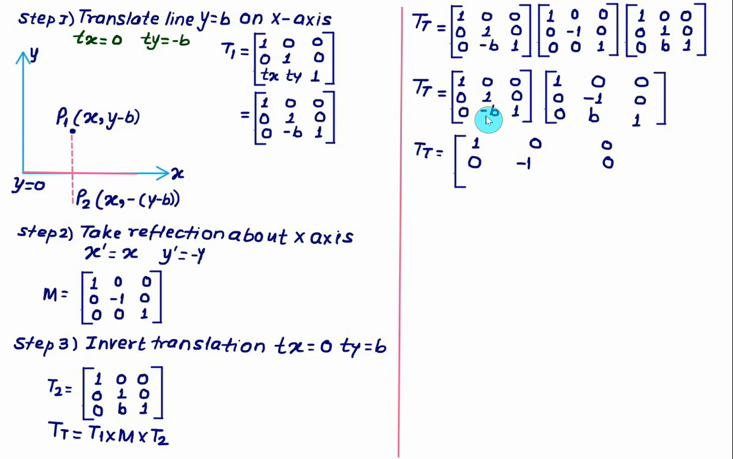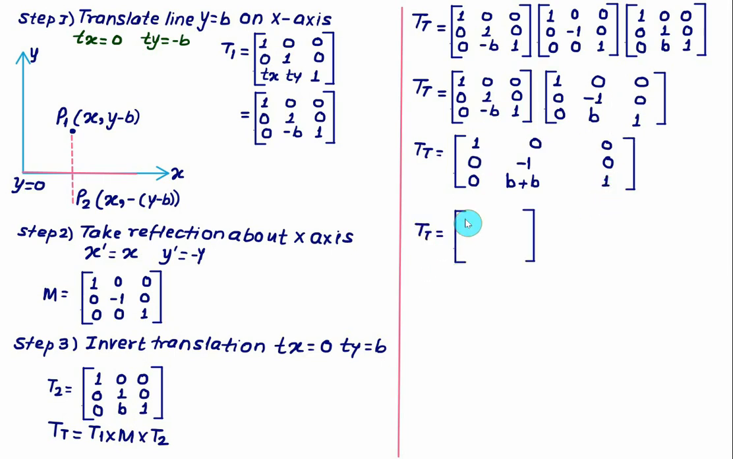Finally, we have third row, first column: 0 into 1 is 0, minus b into 0 is 0, 1 into 0 is 0. Third row and second column: 0 into 0 is 0, minus b into minus 1 is plus b, 1 into b, so that is additionally plus b. And finally we have 0, 0 and 1. So this term is always unity.